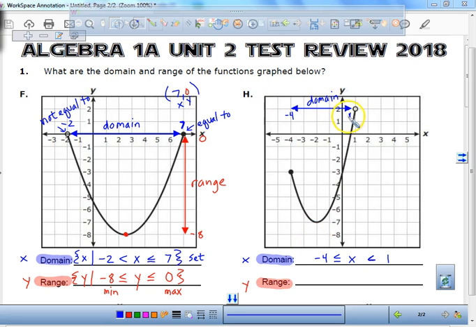We just figured out the domain is between a 1 and a -4. What does the open circle mean? It means it does not include the number. The closed circle means that it includes the number.